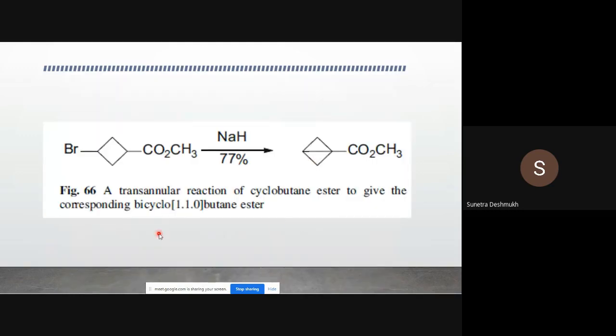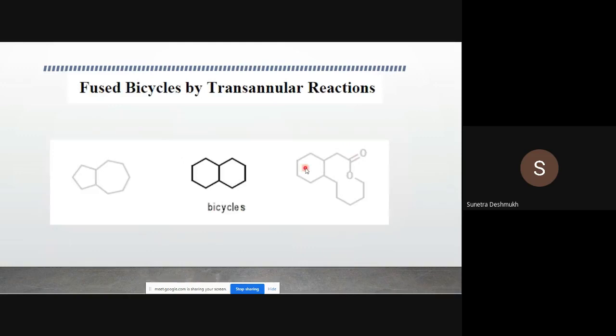Here is a three membered ring. I have shown how the cyclobutane consists of the transannular reaction of cyclobutane ester to give the corresponding bicyclo[1.1.1]butane ester. So this bromo ester, on treatment with sodium hydride, forms the bicyclic compound in cyclobutane. Okay, these fused bicycles we can synthesize by transannular reactions.